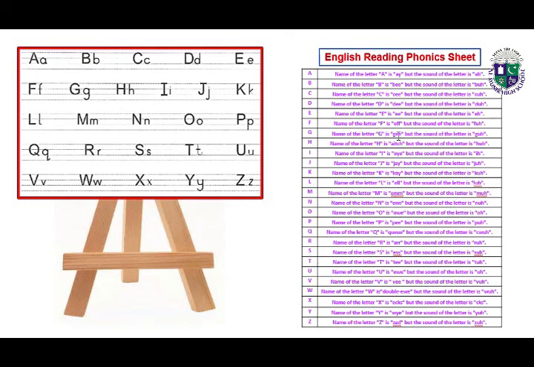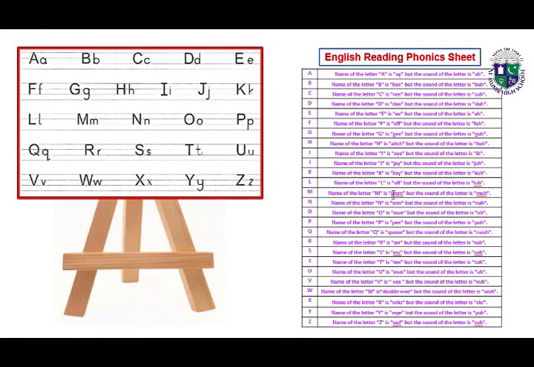Name of the letter F is F, but the sound of the letter is F. Name of the letter G is G, but the sound of the letter is G. Name of the letter H is H, but the sound of the letter is H. Name of the letter I is I, but the sound of the letter is I-E. Name of the letter J is J, but the sound of the letter is J-J. Name of the letter K is K, but the sound of the letter is K-K.